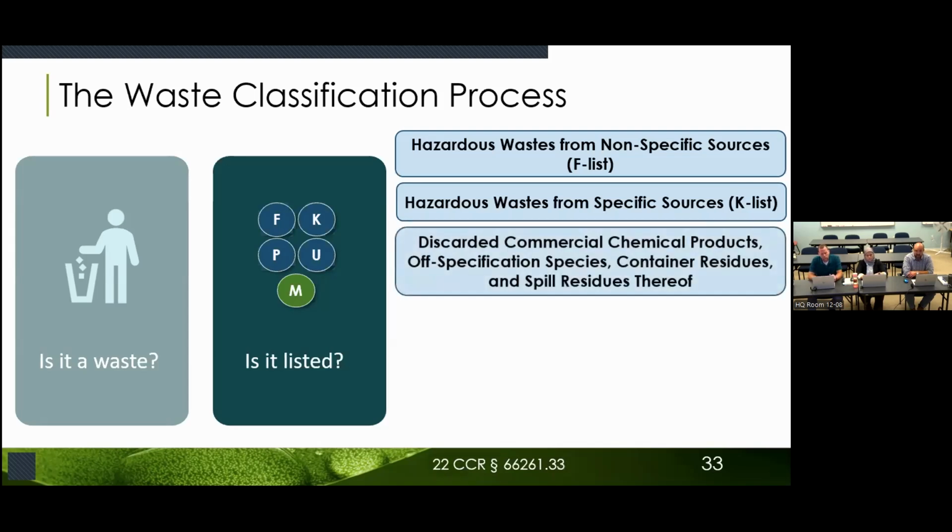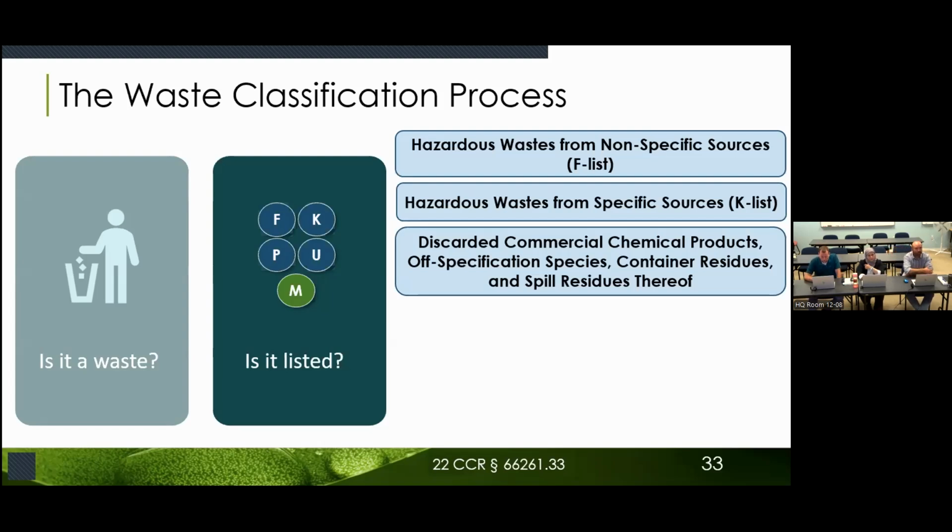The P and U lists are found together in the same section of the regulations, specifically section 66261.33 of Title 22. These are for chemicals that are unused, but become waste by being unwanted, expired, off specification, or spilled into the environment, or the residues remaining in their containers. The chemical itself had to be either essentially a pure formulation or was the sole active ingredient in its product.